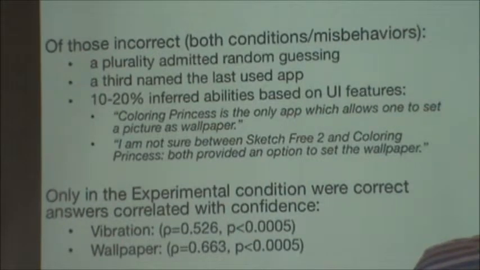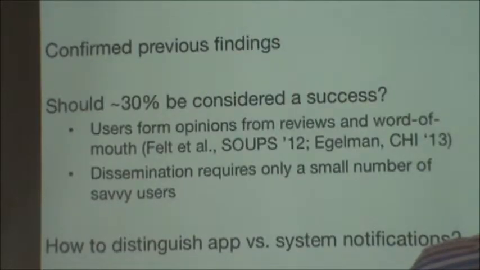And then finally, when we asked them to specify the confidence rate, we found that there was a very strong correlation between having high confidence in their responses when they were in the experimental condition, whereas the people who even got it correct in the control condition through random guessing had very low confidence in those responses. So this confirmed a lot of our previous findings from the surveys on how likely attribution mechanisms are to succeed when implemented in this fashion.